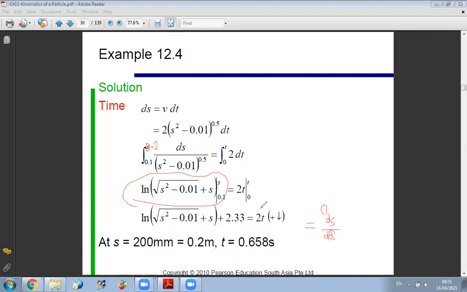Any question on this part? Please, if you have any problem, tell me.